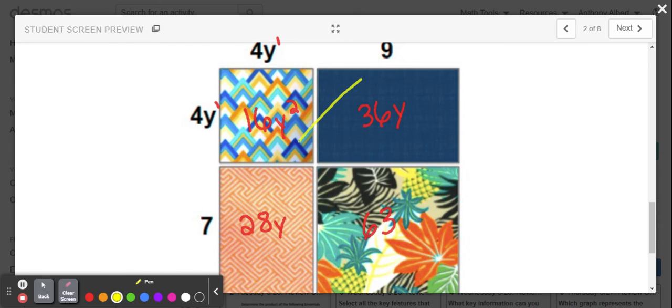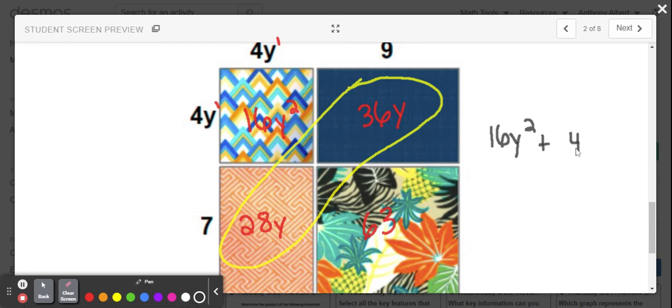Say it again. Diagonals are going to be where I look for my like terms, right? And so write out what we have. We have 16y squared. 36 plus 28 is, what is that, 64? Plus 63. That would be your final answer.